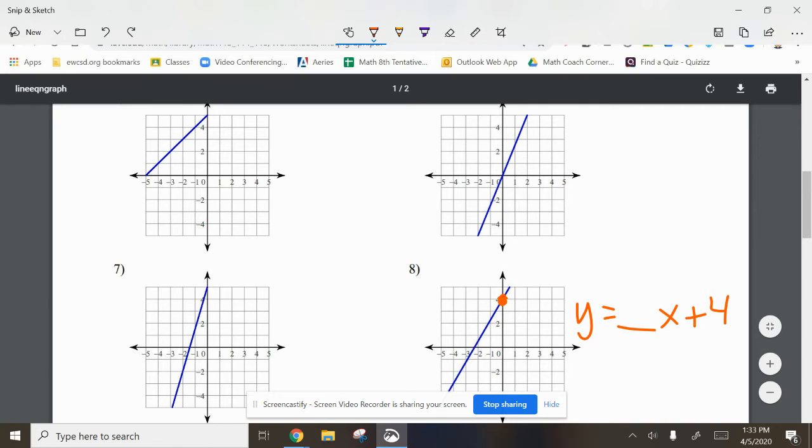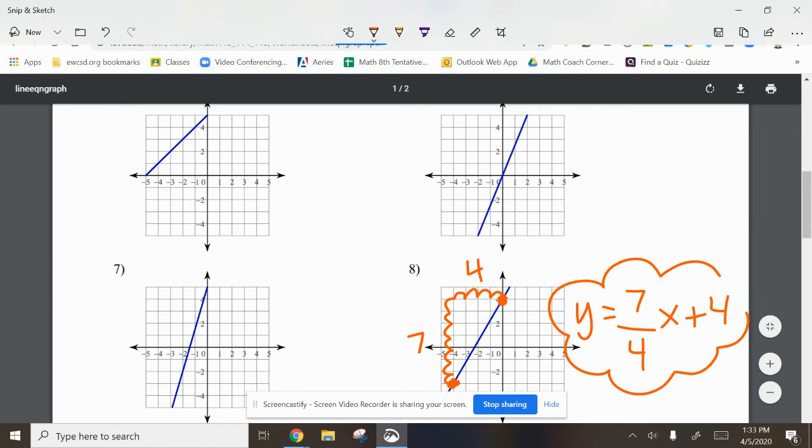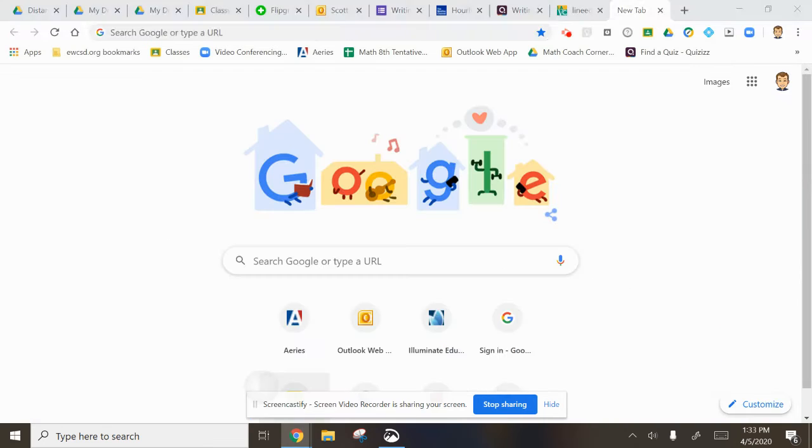Now, where's another point? You gotta be super exact. It's right there. I'm gonna go what? 1, 2, 3, 4, 5, 6, 7. 1, 2, 3, 4. 7 over 4. And there's your answer for that one. Okay. So you literally just now were writing equations from graphs. Now let's jump it to another kind of idea. Let me pause this real quick.